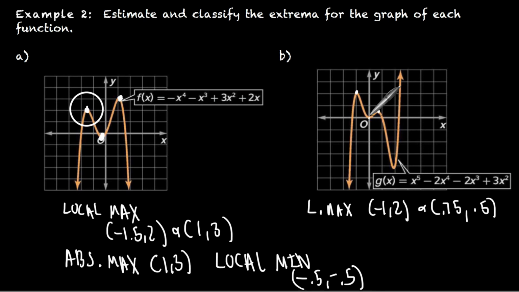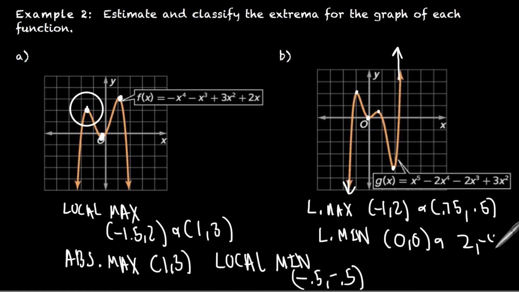And it looks like there's a minimum here and a minimum here, and they're both local or relative. The reason is because this arrow means it goes up forever, and this arrow means it goes down forever. So there is no absolute max and no absolute minimum. But these are local. So there's a local or relative minimum at 0, 0. And then there's another one at 2, negative 4 approximately. And that's all there is to this.